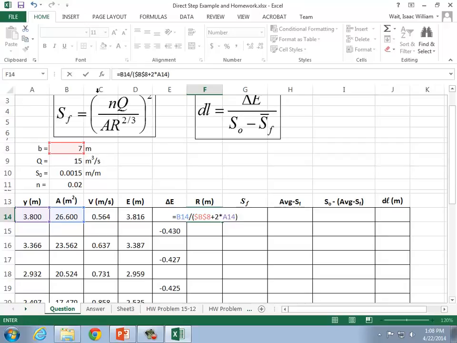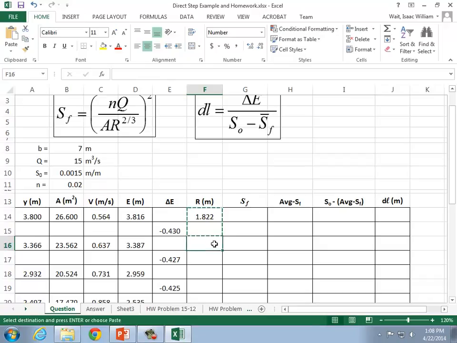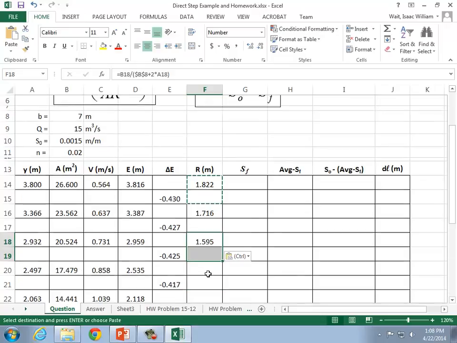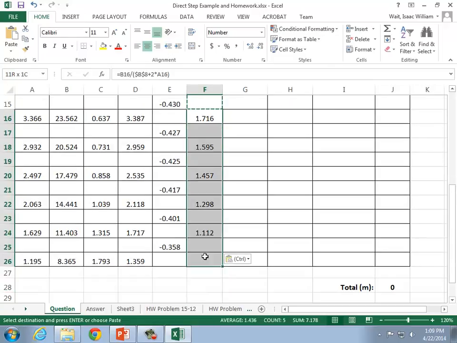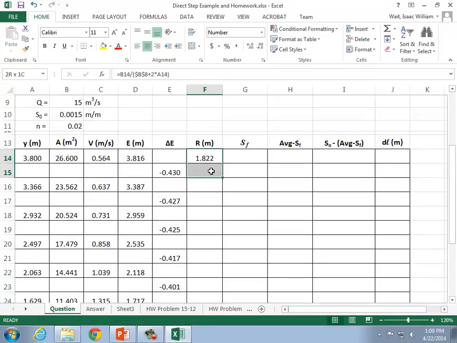So the area divided by the channel width, and I've anchored the reference up here to the channel width, plus 2 times the depth. Okay. So hydraulic radius, we'll try Kevin's trick, select both cells, Control V. Oh, that's great. Just drag it? Right, okay, we'll do that. I want to try it out. All right.